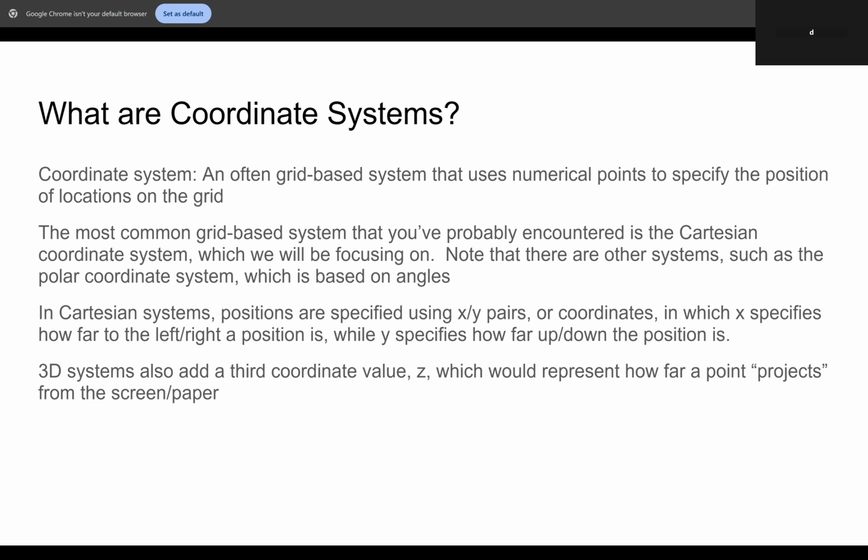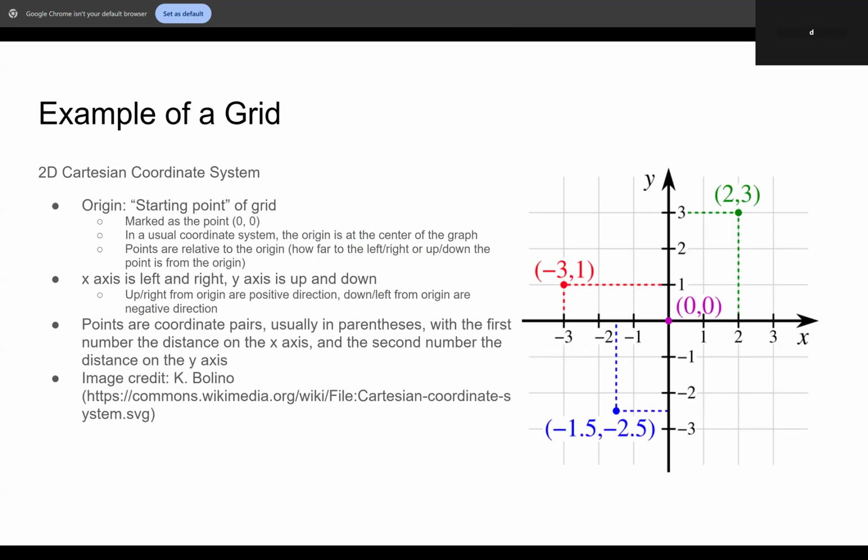You could also have a three-dimensional coordinate system, which has a third coordinate value called Z, which usually represents how far a point projects out of the screen or paper. But we're not going to be focusing on that right now. But just know that you can have 3D coordinate systems as well. So you've probably heard of this, and it'll probably ring a bell more if you actually see an image of it. So here's an example of a two-dimensional Cartesian coordinate system.